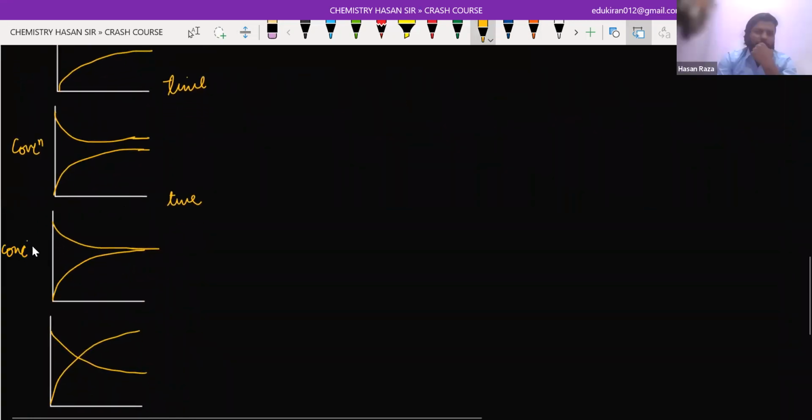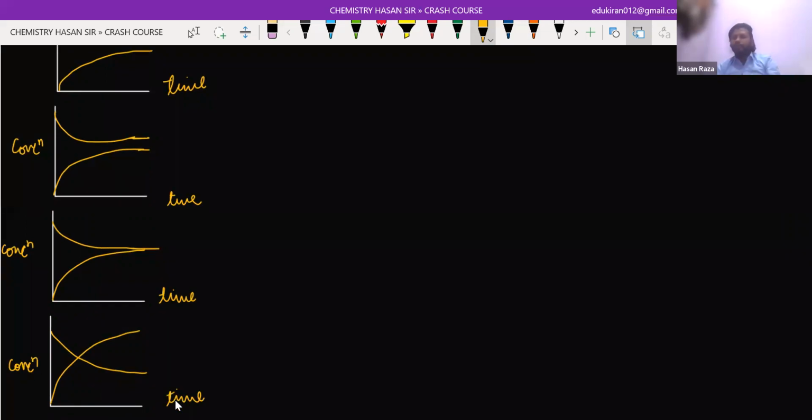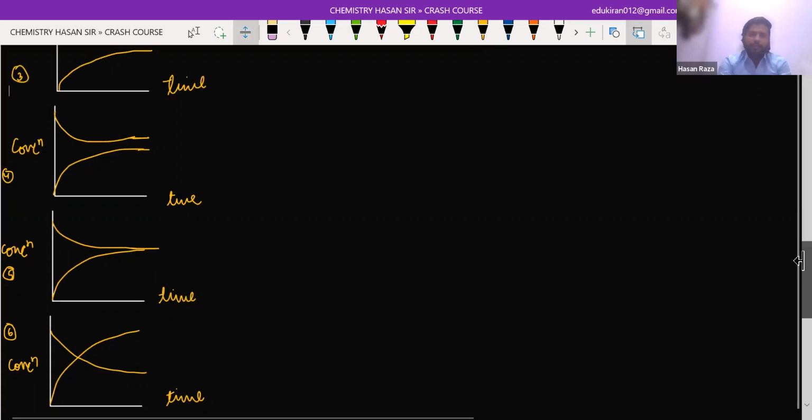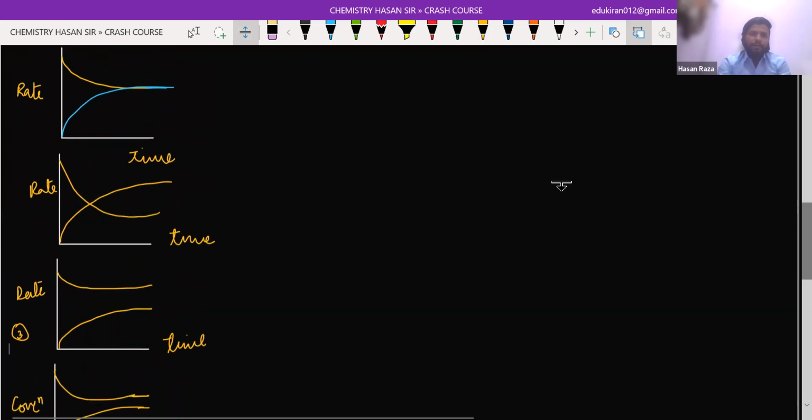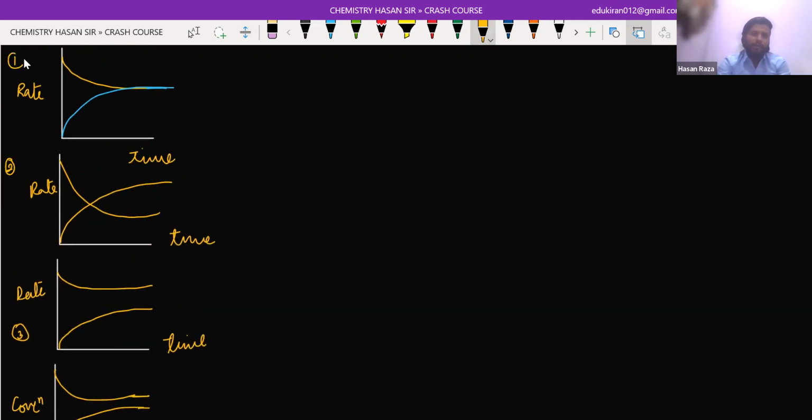This is also concentration versus time. Basically, there are three graphs for rate versus time and three graphs for concentration versus time. Now you need to decide which one is correct for equilibrium. This is your sixth graph. This is your fifth graph. This is your fourth graph. This is your third graph. And I'm going to slide it up. This is the second graph and this is the first graph. What do you think?